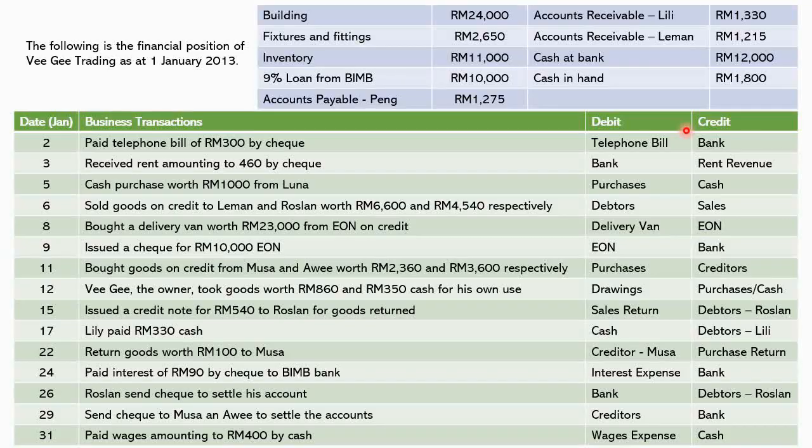12 of January, VG the owner took goods worth 860 and 350 cash for his own use. So kita ambil dua barang ya, satu kita ambil purchases, satu lagi kita ambil tunai cash. So debit drawing, credit purchases sebab expense berkurang, credit cash sebab asset berkurang.